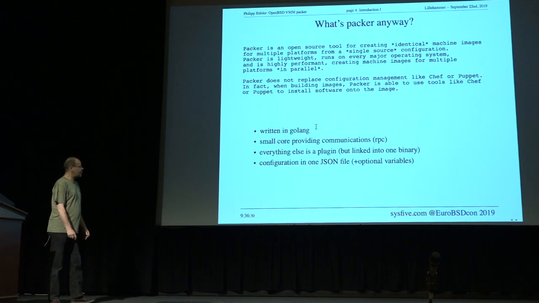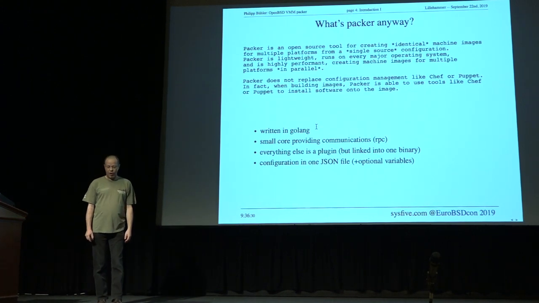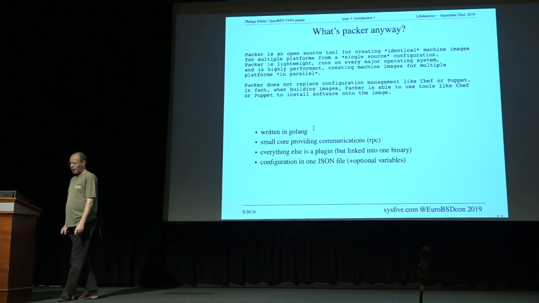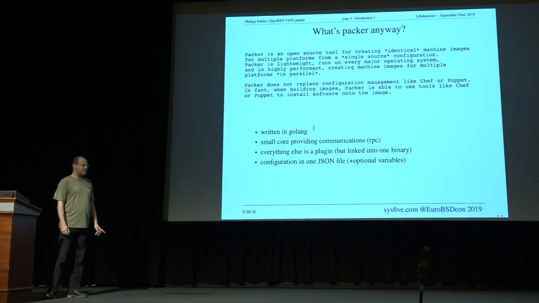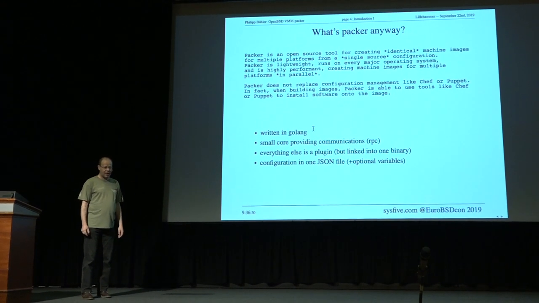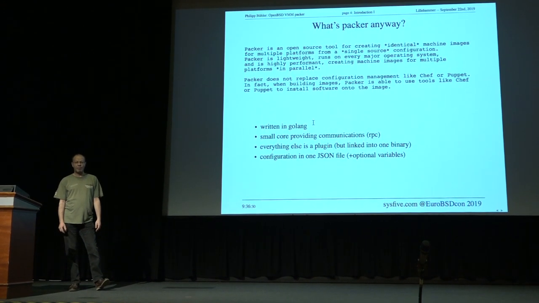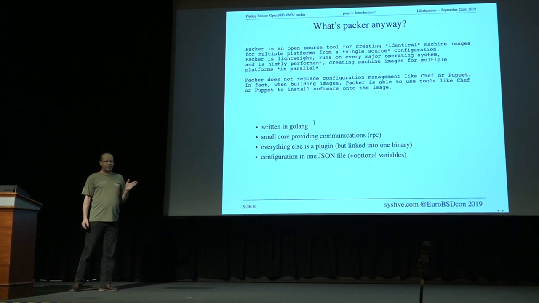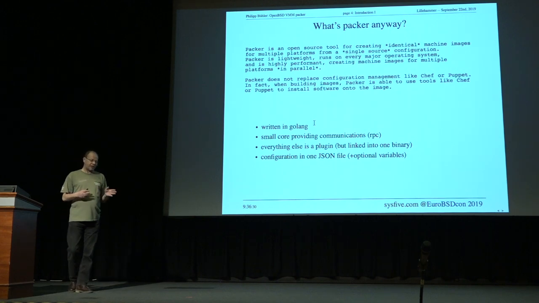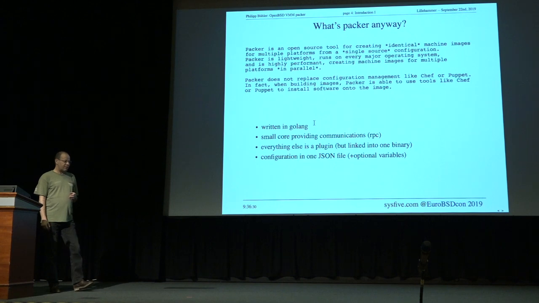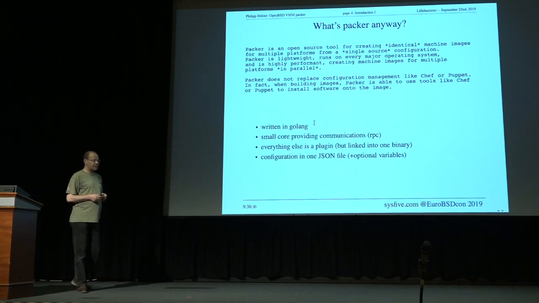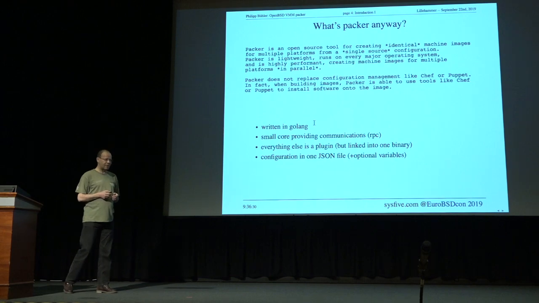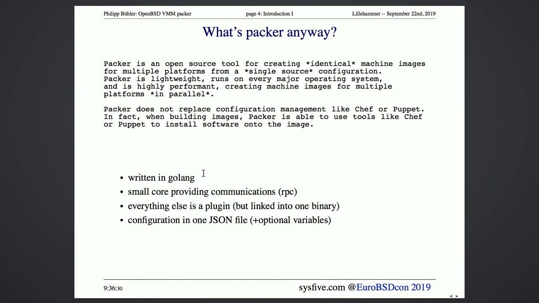And the configuration for Packer is just one JSON file. For the easy and typical cases, I have an example later on, it's maybe 15 or 20 lines maximum for the actual build description. But you can make it a bit more complex if you want to spit out images for like 5 or 6 hypervisors. But it's not really a difficult format to understand. And you can have a second file, like a location or host-specific variables file, but that's optional.